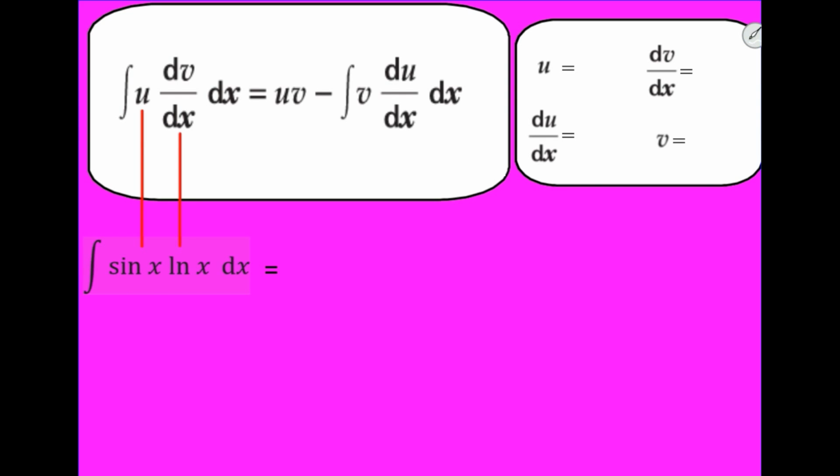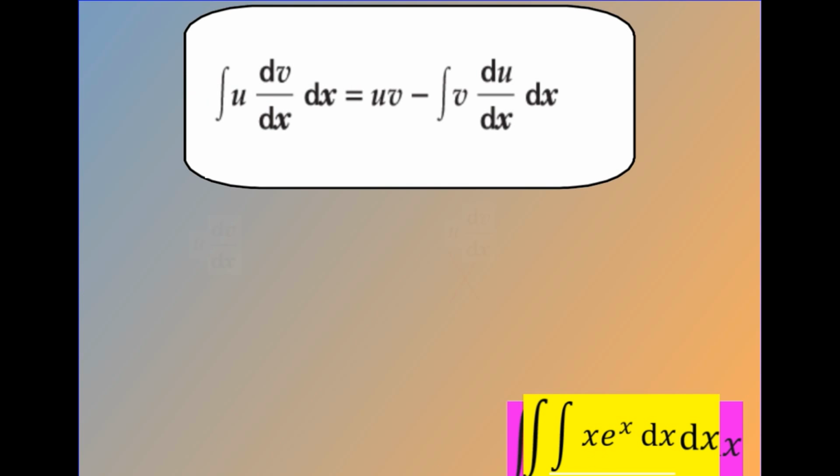Here, it doesn't matter how many times you try it, which way round you have the u, the dv by dx, you're just going to go around and round in circles. The integrals will expand, having more and more terms. It's just impossible. This is an example of an expression which can't be integrated.